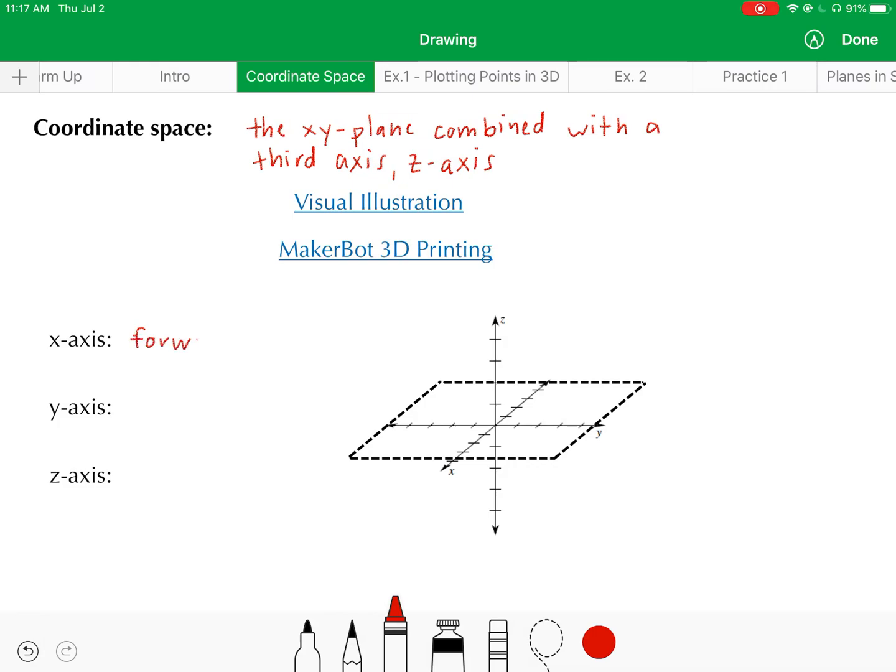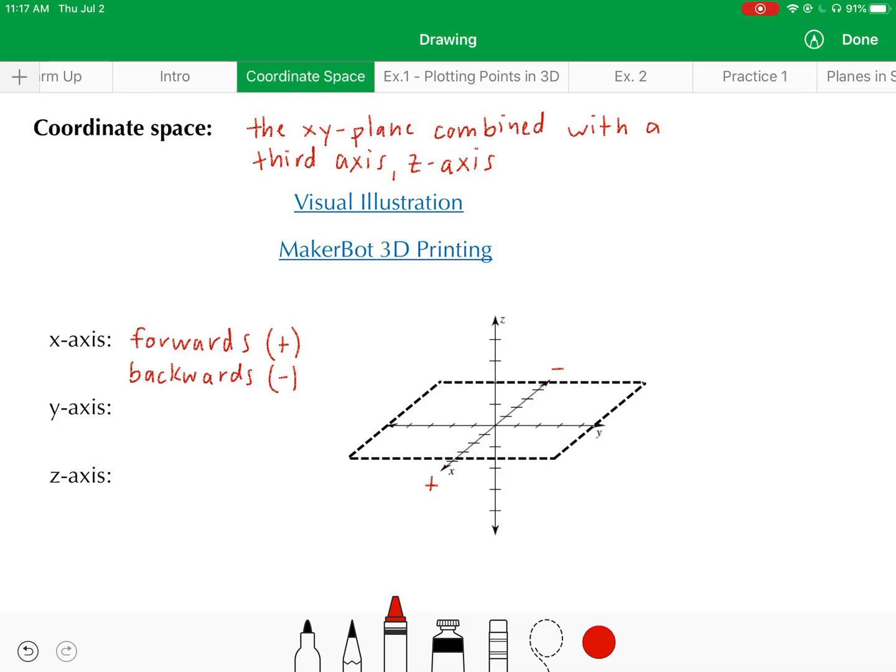The x-axis is responsible for forwards, which would be in the positive direction, and that would be this side of the x-axis, okay? Again, on your screen, it looks like it's heading downward, but really you need to think that's coming forward out at you, okay? And then backwards would be in the negative direction, which would be back here, okay?